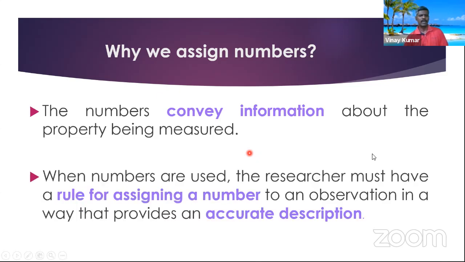And not only that, when numbers are used, the researcher must have a rule for assigning a number to an observation in a way that provides an accurate description. So we also understand that assigning numbers helps the researcher to accurately describe the phenomenon that he is observing, that he is trying to measure. So that's the use, the purpose, of assigning numbers. The researcher is not only describing the phenomenon, but assigning numbers so that it gives some information, and not only some information, but an accurate description of the phenomenon that he is trying to measure.